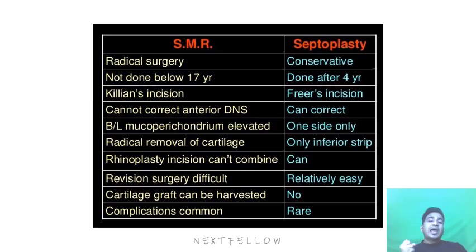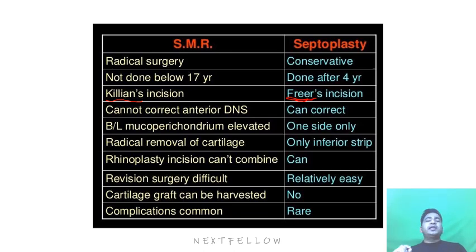This will hamper the maturity of the ossification center, and this will hamper the normal shape. The deformity may result in saddle nose or some sort of deformity in the nose. Now, in SMR we use the Killian incision, whereas in septoplasty we use the Freer's incision. Killian's incision is generally 5 mm beneath the mucocutaneous junction.